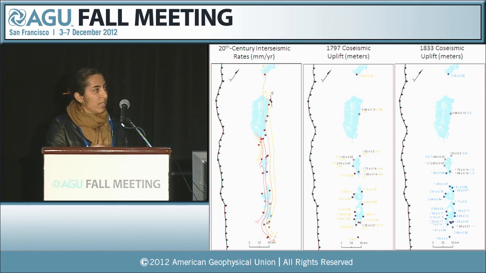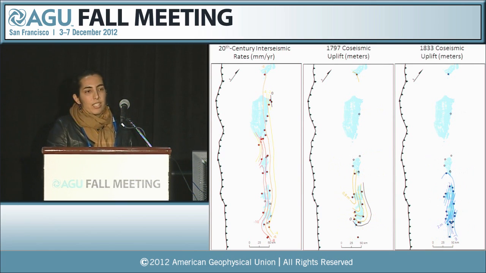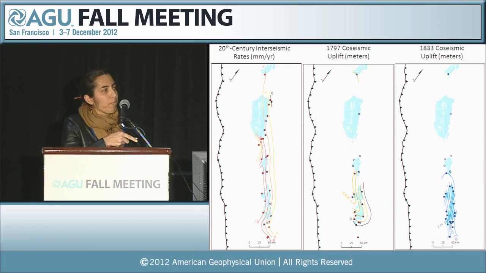The pattern, somewhat unsurprisingly, has a peak of interseismic subsidence on the west side of the island, suggesting that the fault is coupled down dip of the islands. Looking at the coseismic patterns, you would make a similar inference, and in addition, you can see that the 1797 uplift is tapering and ending to the south, and there's a hint that the 1833 uplift is also tapering to the north.